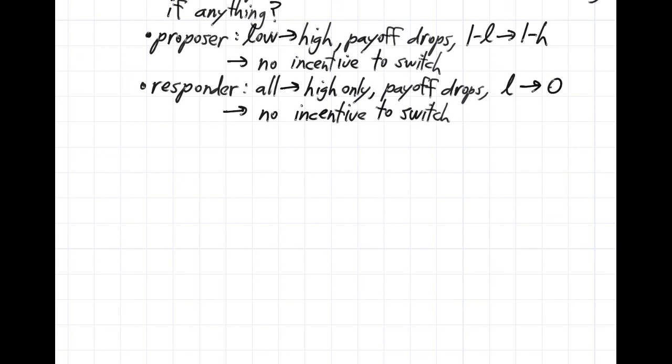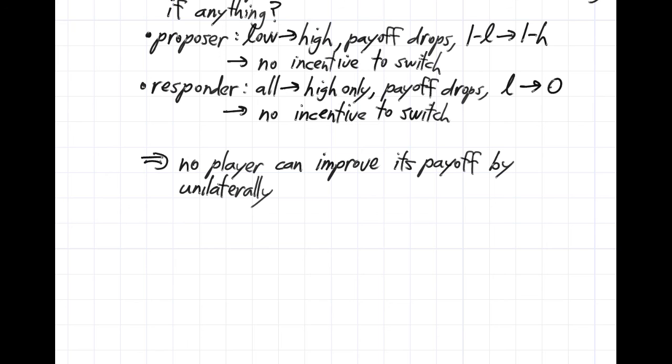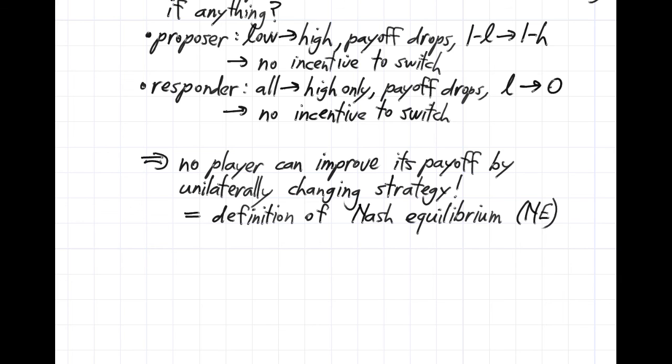And this defines another important solution concept, which we've already mentioned last time when we talked about the ultimatum game. And that is that no player can improve its payoff by unilaterally changing their strategy. And that is the definition of the Nash equilibrium. Again, Nash equilibrium, important concept, keep it in your head.